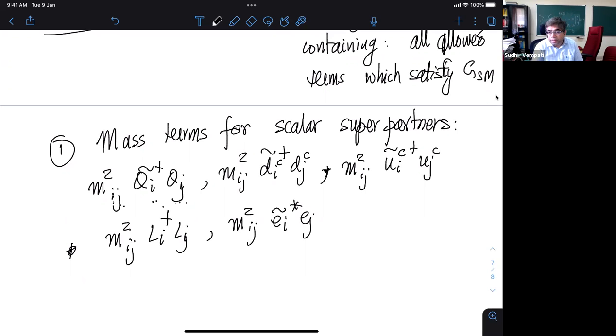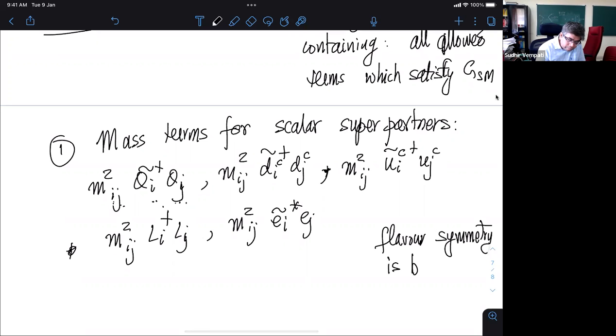The only thing which distinguishes generations is the mass terms, which are essentially coming from the Yukawa couplings. But when you are breaking supersymmetry, you automatically break the intergenerational distinction, meaning your flavor symmetry is broken. So the supersymmetry breaking mass terms break flavor.